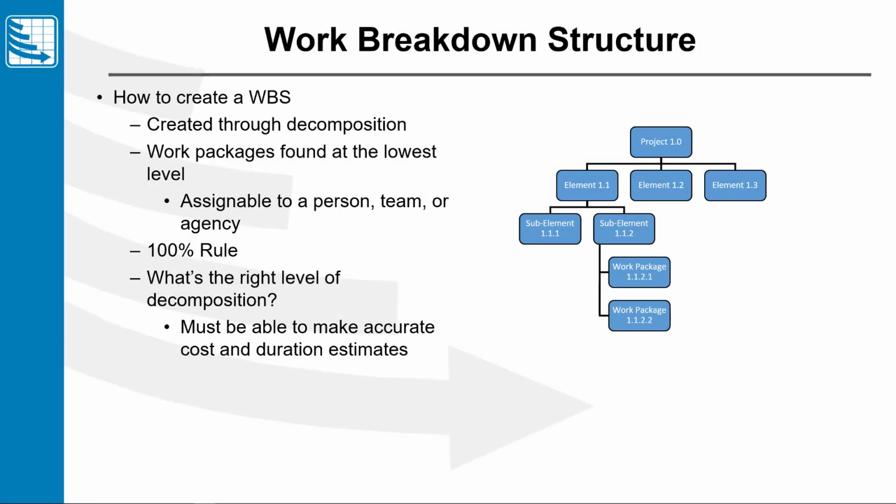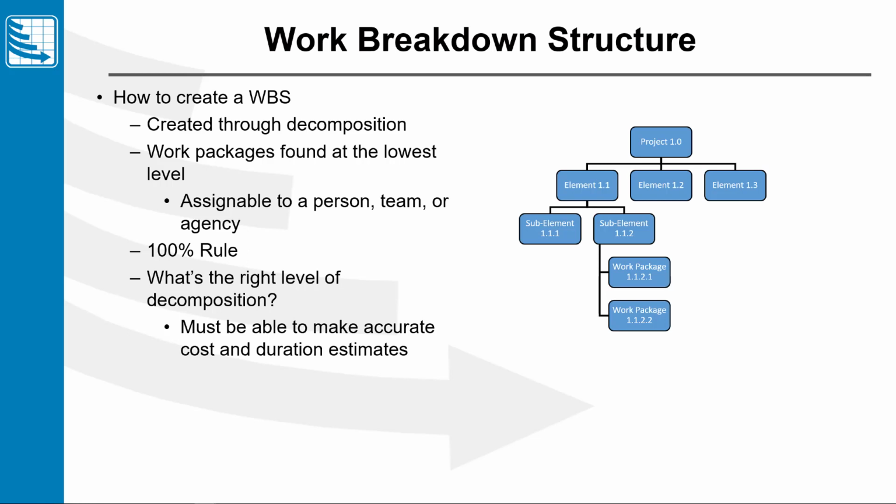Now, to create the WBS, we use a process called decomposition. We're going to take the project and we're going to break it down into smaller and smaller things, deliverables, products. And as we decompose them down, break them down, at the lowest level, we've got what is called a work package. It's still not a verb. It's a thing. And that thing is assignable to a person, team, or agency.